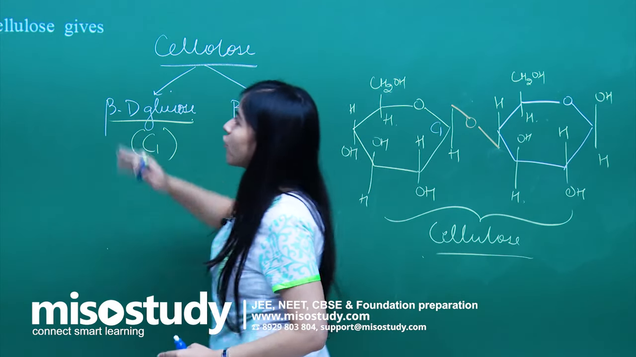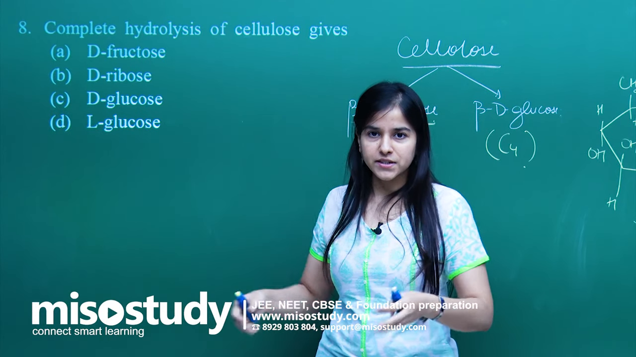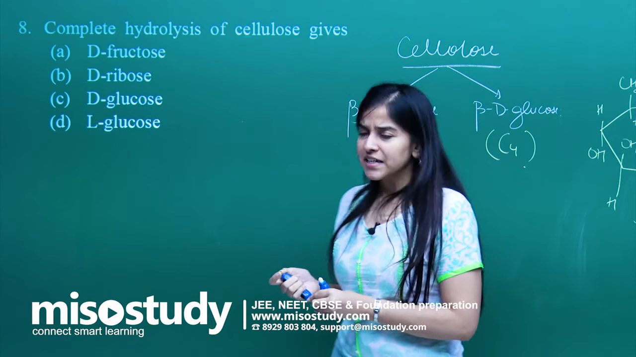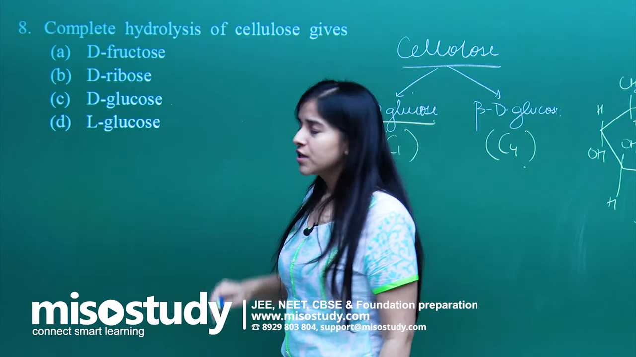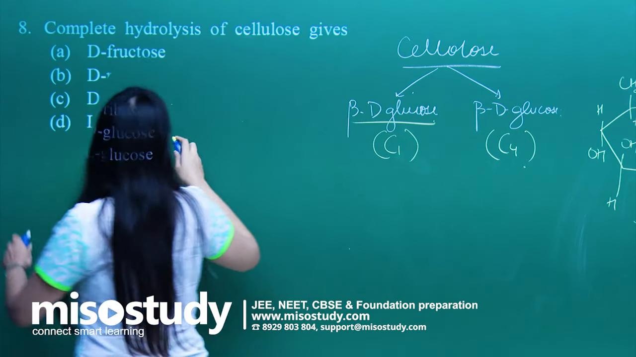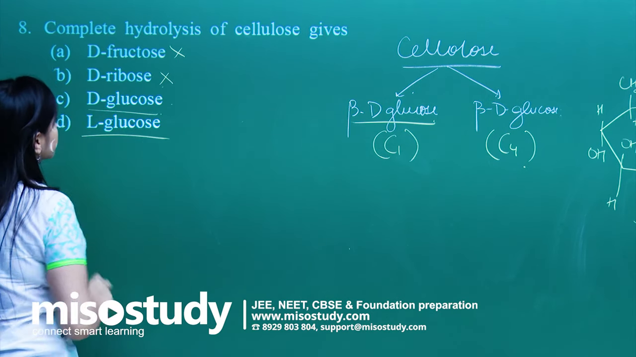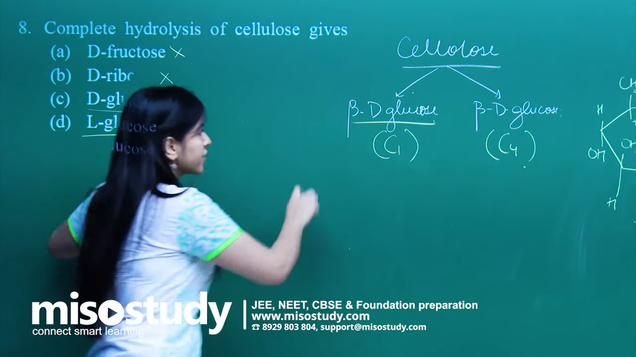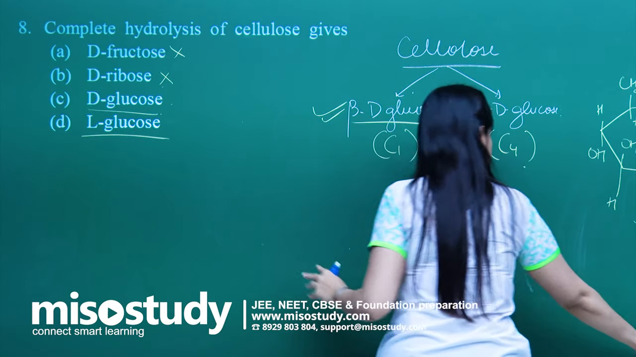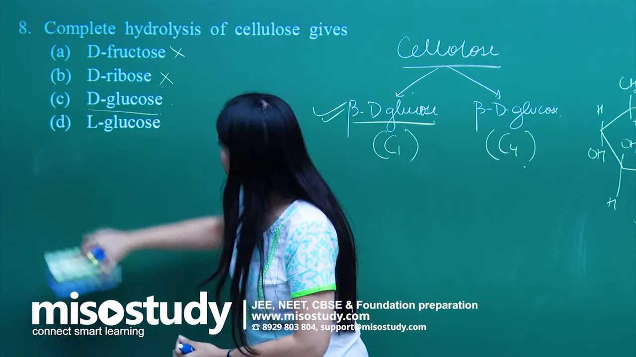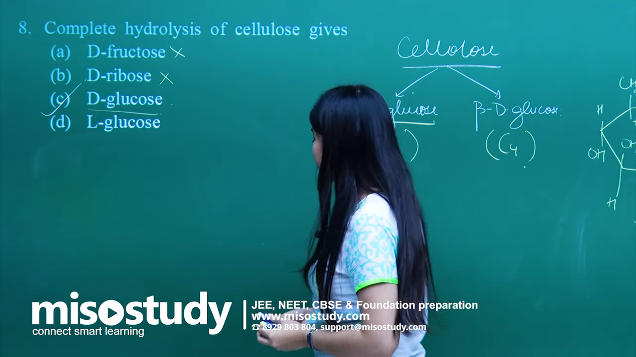Upon hydrolysis of cellulose, I am breaking the molecule into monomers. What kind of monomers will I get? Is it D-fructose? No. D-glucose or L-glucose? Not D-fructose, not D-ribose. Out of D-glucose and L-glucose, what will it be? We have already done this. It is D-glucose every time. So be very careful while choosing the options. D-glucose is the answer. I hope everybody has got the answer right.